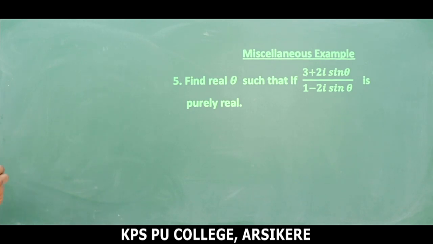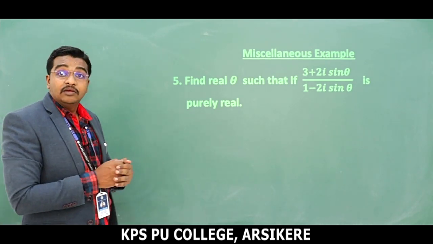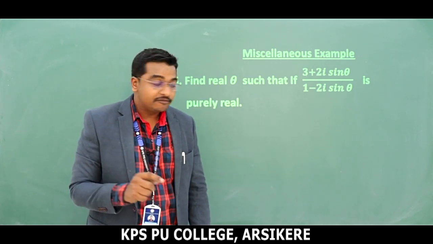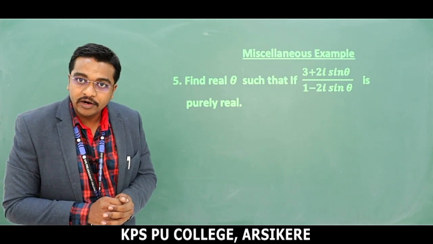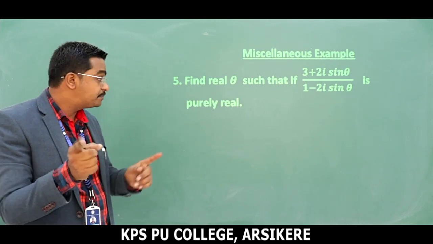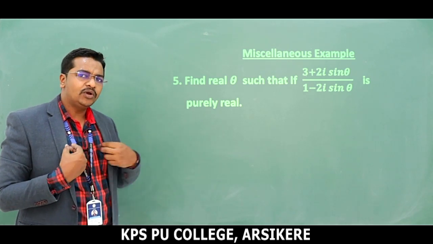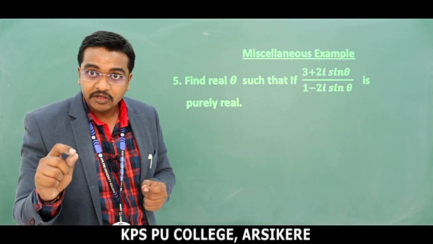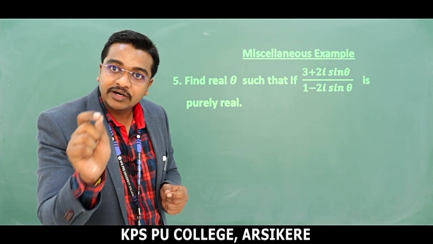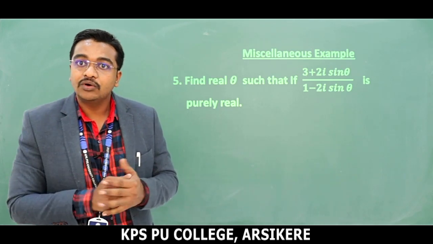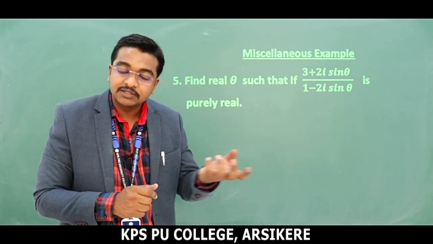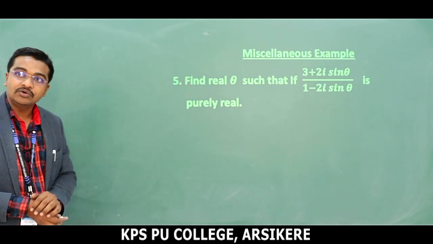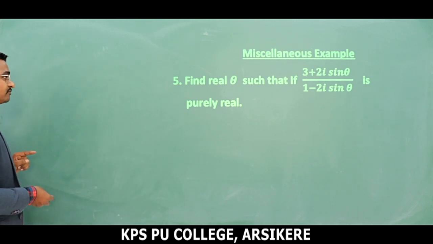Now dear students, we are moving to the last example. Problem number 5. Find real theta such that (3 plus 2i sin theta) divided by (1 minus 2i sin theta) is purely real. So purely real means when you convert the given complex number to z is equal to x plus iy, purely real means the imaginary part is 0. That is y is equal to 0. Purely imaginary means the real part x is equal to 0. First convert the given complex number to z is equal to x plus iy form.